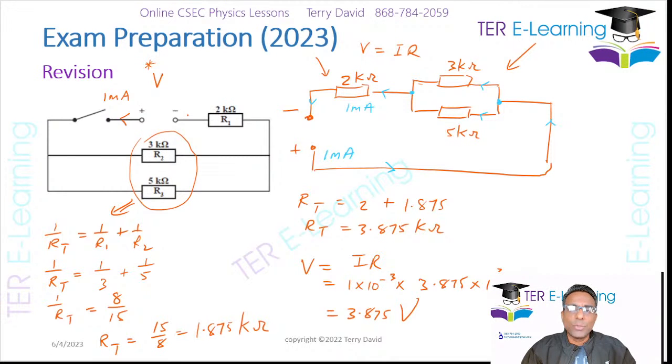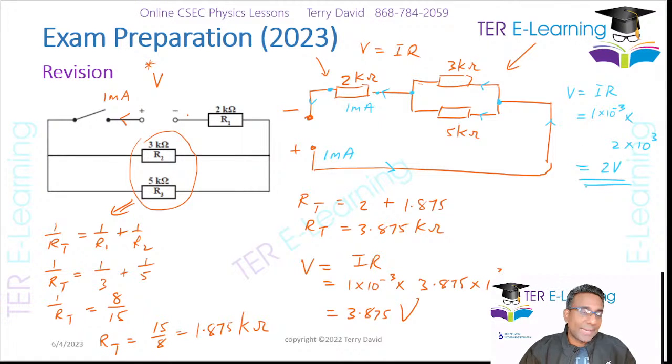Now what can I do with that? I can find the voltage across the 2 kilo ohm. So V is equal to IR. The current here is 1 milliamp, which is 1 by 10 to the minus 3, multiplied by the resistance, which is 2 kilo ohm. So therefore this is 2 volts. So the voltage across this 2 kilo ohm here is going to be 2 volts.